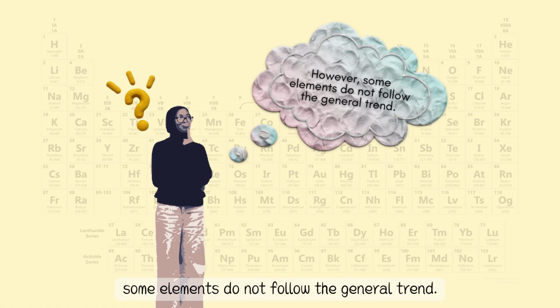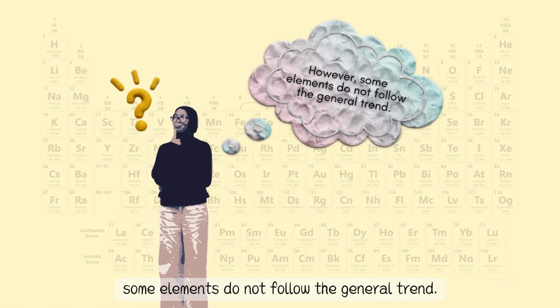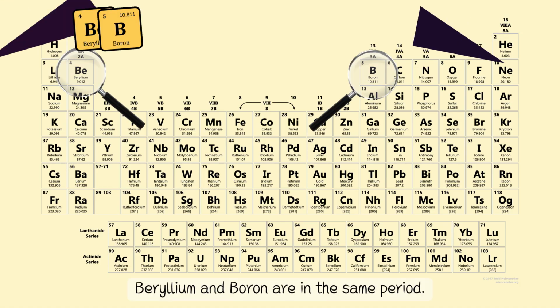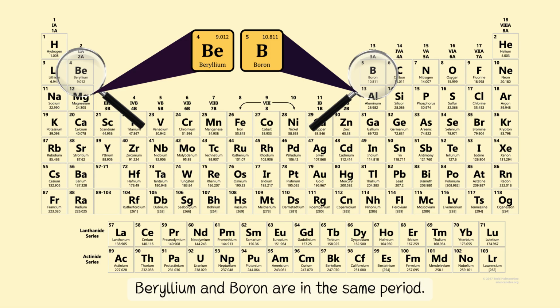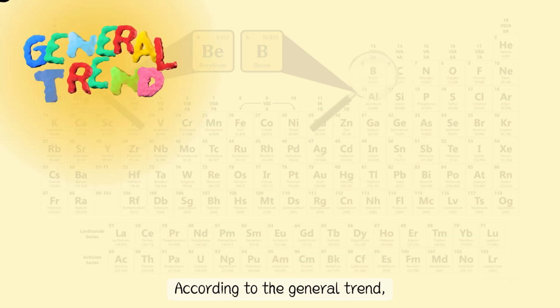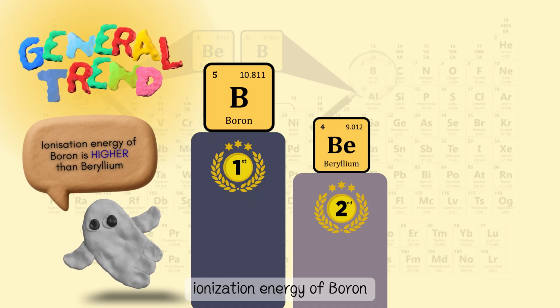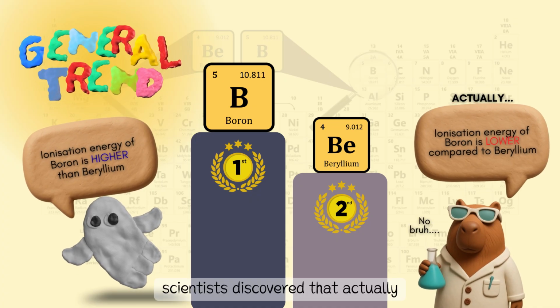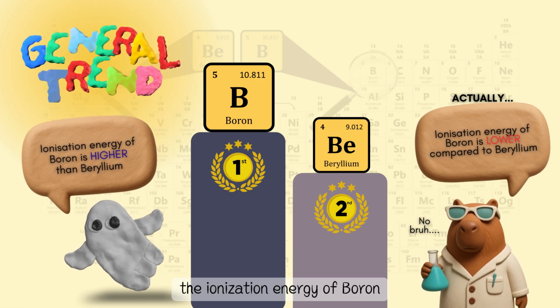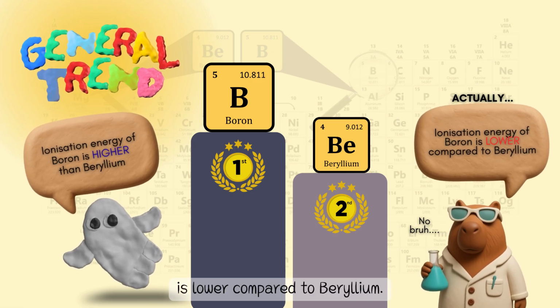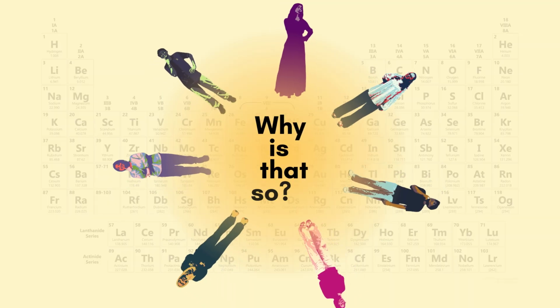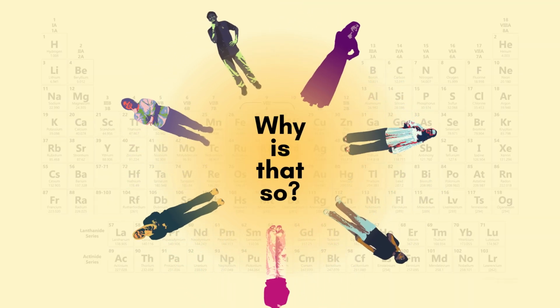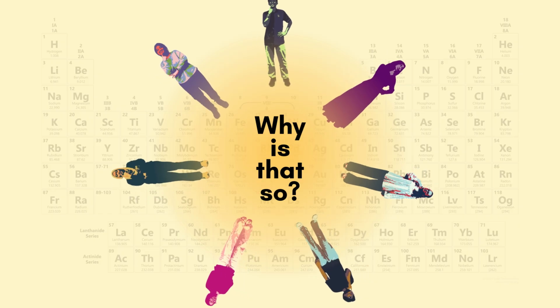However, some elements do not follow the general trend. For example, beryllium and boron are in the same period. According to the general trend, ionization energy of boron should be higher than beryllium. However, scientists discovered that actually the ionization energy of boron is lower compared to beryllium. Why is that so? Let's take a look at the orbital diagram of beryllium and boron.